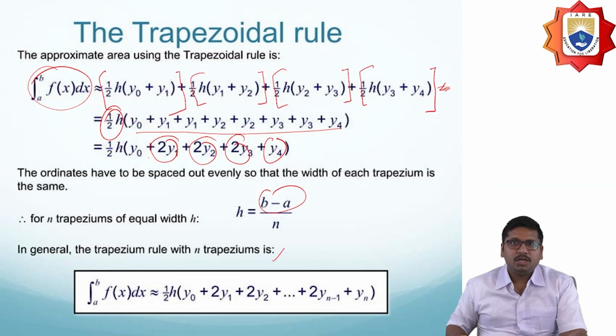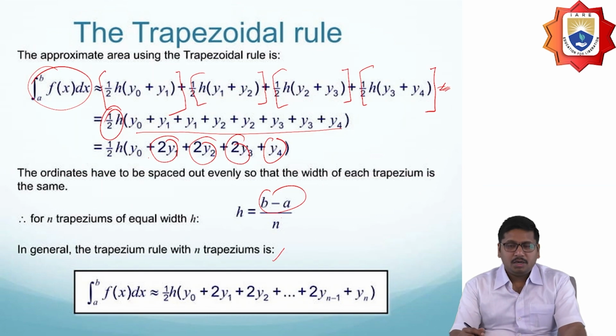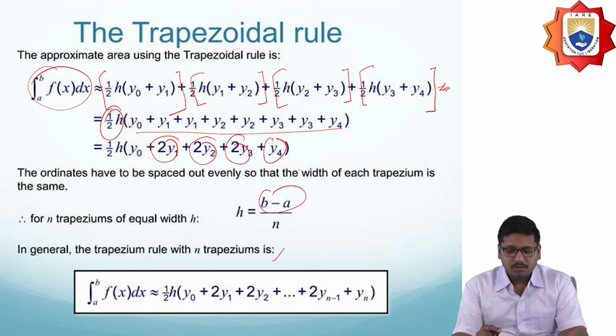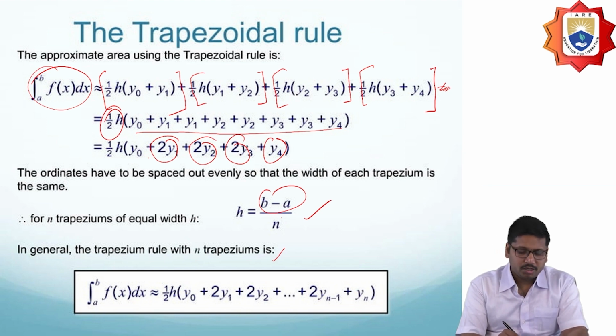So how we're going to do that is, this is going to be the trapezoidal rule. We find the width, given by h equal to b minus a by n, and the trapezoidal rule is defined by the equation: the integral from a to b of f of x dx is written as half h into y0 plus 2y1, 2y2 and so on up to yn minus 1, plus yn.